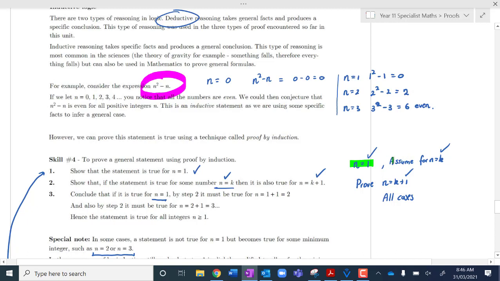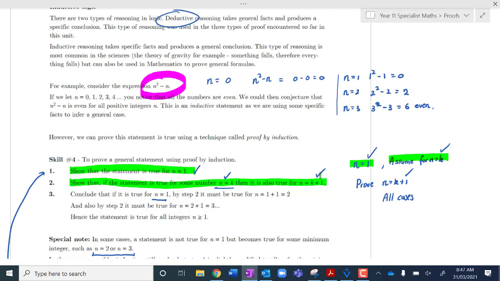So what we're doing is showing that it's true for n equals 1. Then we're assuming that for n equals k it is actually true. So we've done step 1, we show that it's true for n equals 1. We then show that if the statement is true for some n equals k, then it is also true for n equals k plus 1. So we're assuming that it's true for n equals k, but then when we prove that it's true for n equals k plus 1, that means that all cases are true. So that's the step behind it.